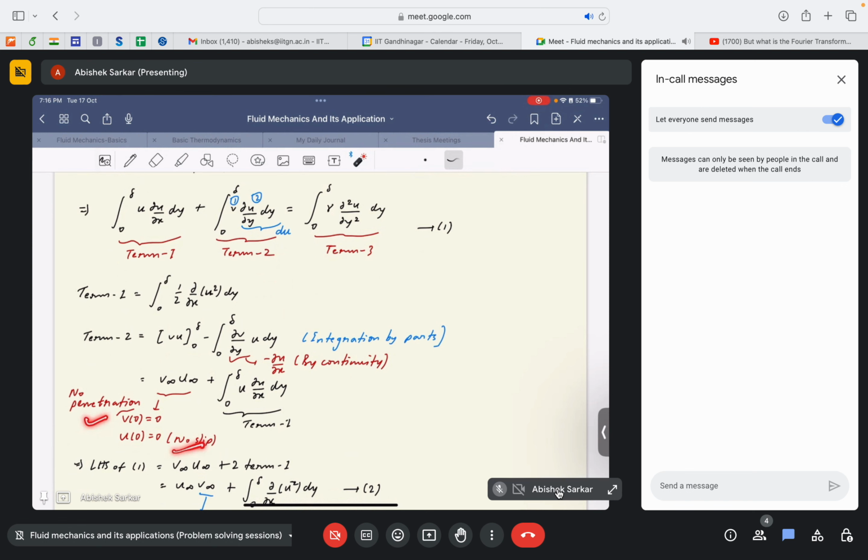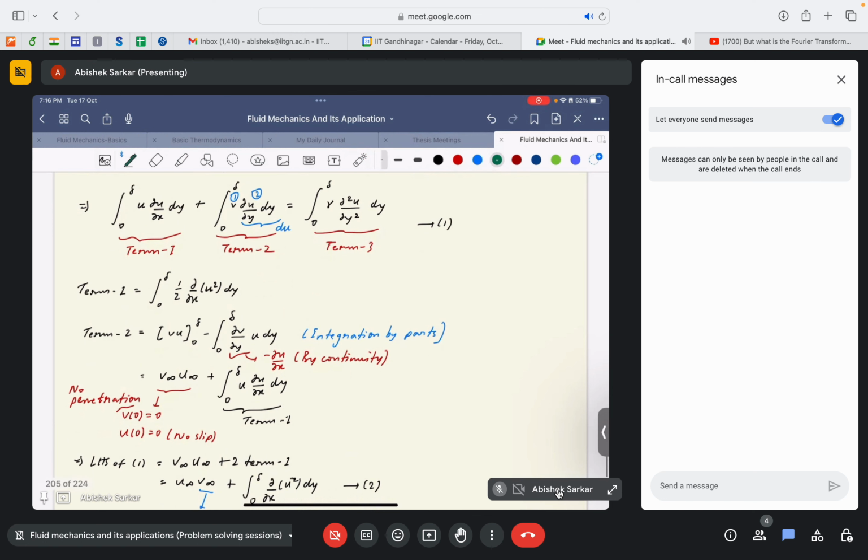Okay, so applying those conditions here, we get this to be of the form v infinity and u infinity. You may know that we have discussed in the case of boundary layer theory that for y equal to delta, u is equal to 0.99 u infinity. So this was the assertion that we made while discussing the boundary layer theory, right?